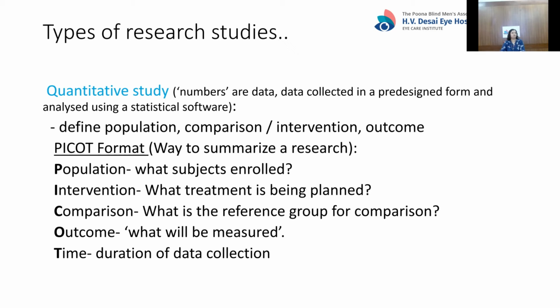So when you plan to summarize a research, it has to be summarized in a PICOT format, where P stands for population. So what are the subjects enrolled in your study? Intervention is what intervention or treatment is being planned. Comparison is what is the reference group for comparison in a particular study. And outcome is what exactly will be measured. T stands for duration of data collection, that is time.